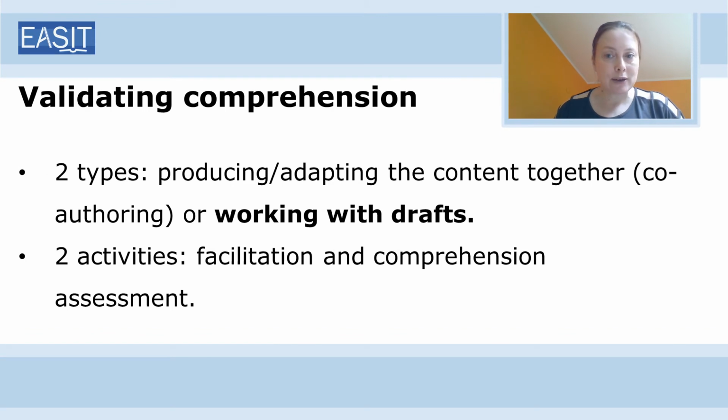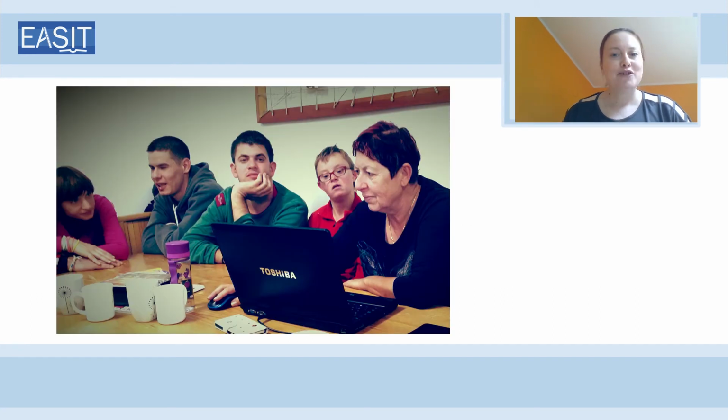Generally, the process of validating comprehension can be applied in two ways. The first type is producing or adapting the content together with the end users, which is no longer just validating but co-authoring. The other type seems to be much more common and is based in validating pre-made drafts. As we already pointed out the key actors in the process, we can divide the activities in two main groups: facilitation and comprehension assessment. For the purpose of this lecture, we chose to bypass the co-authoring, which can be seen in the photo of an author writing the content on the computer together with end users, and speak about a more common type of validation and its main activities.